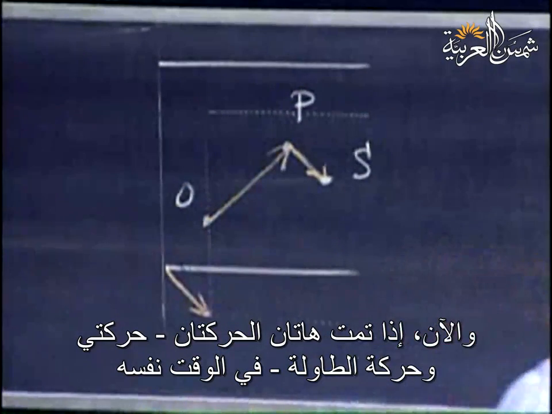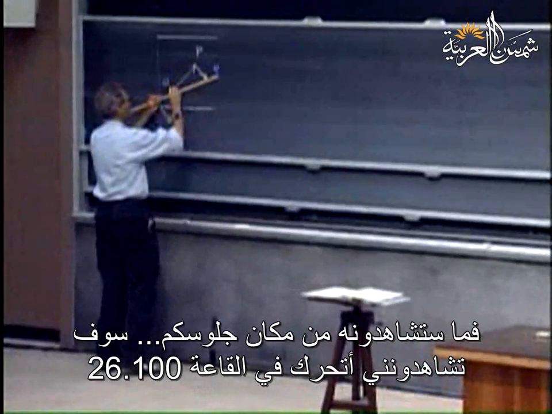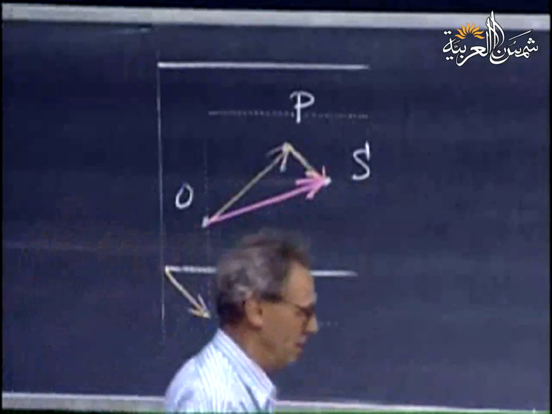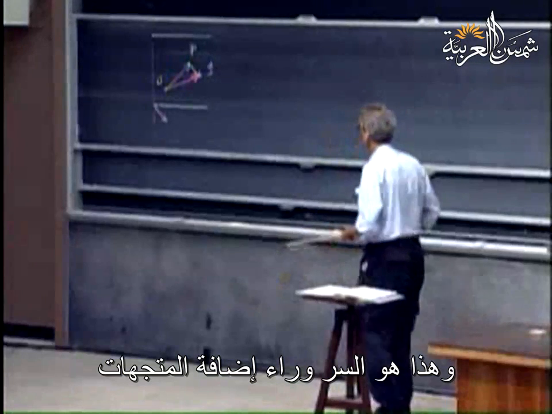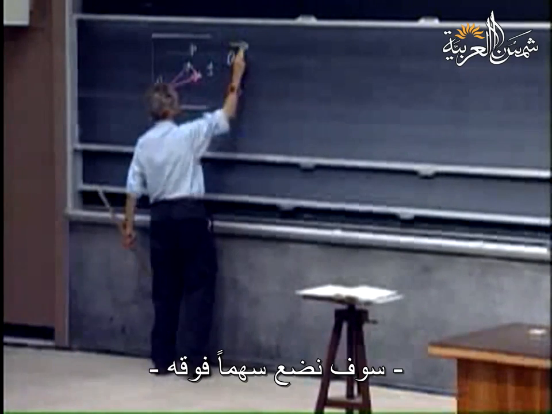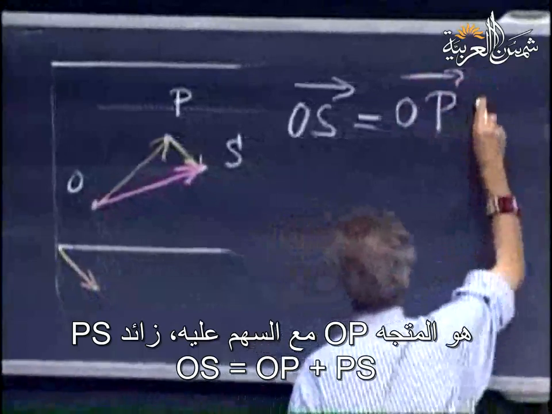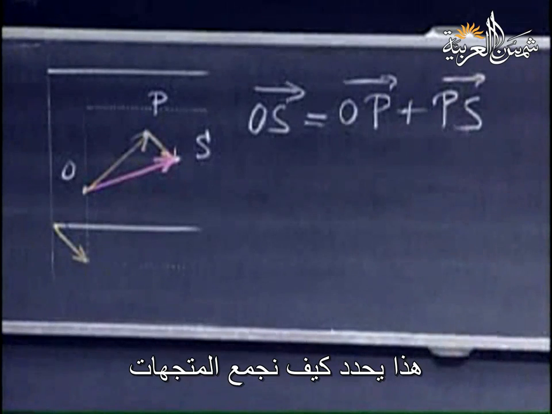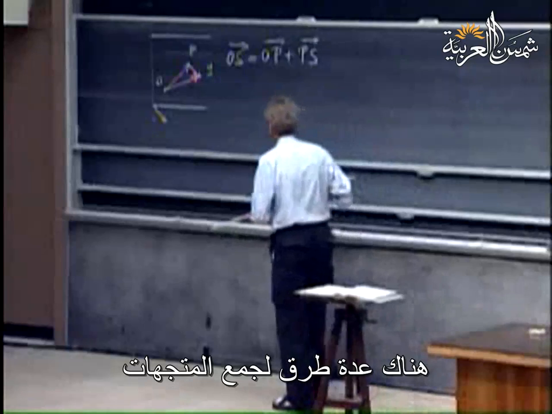Now, if these two motions take place simultaneously, then what you will see from where you're sitting is me moving in 26-100 from O in a straight line to S. And this holds the secret behind the adding of vectors. We say here that the vector OS, we put an arrow over it, is the vector OP plus the vector PS. This defines how we add vectors.